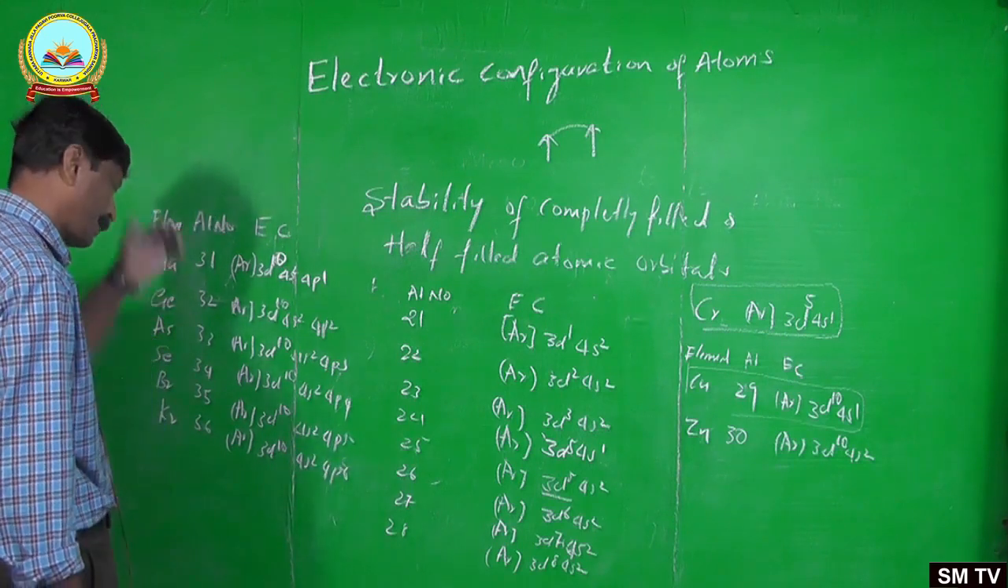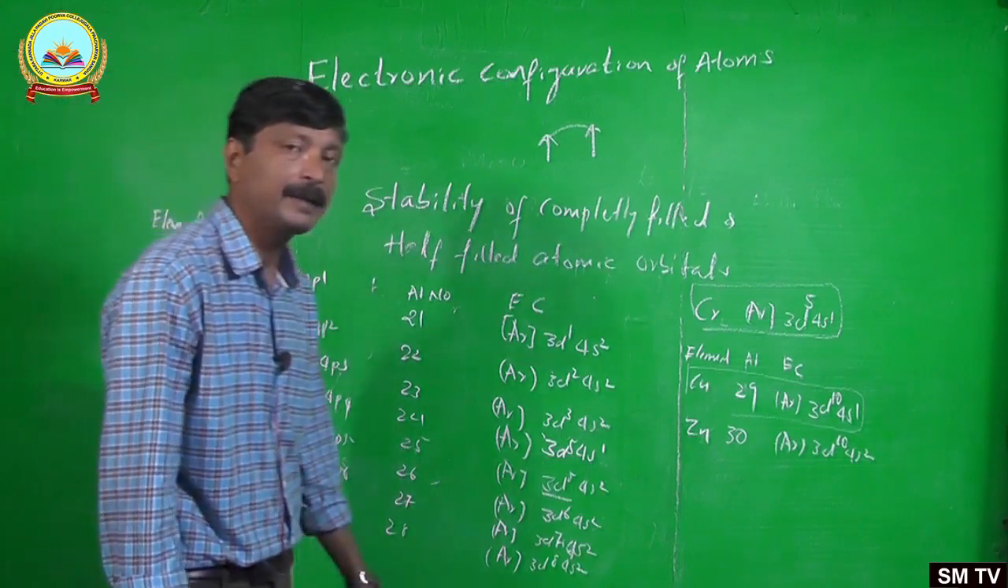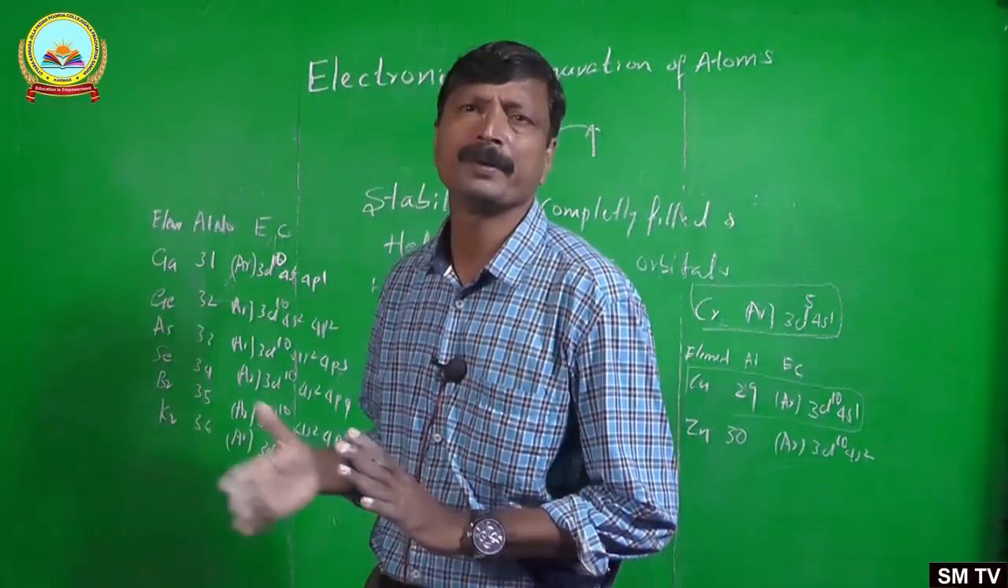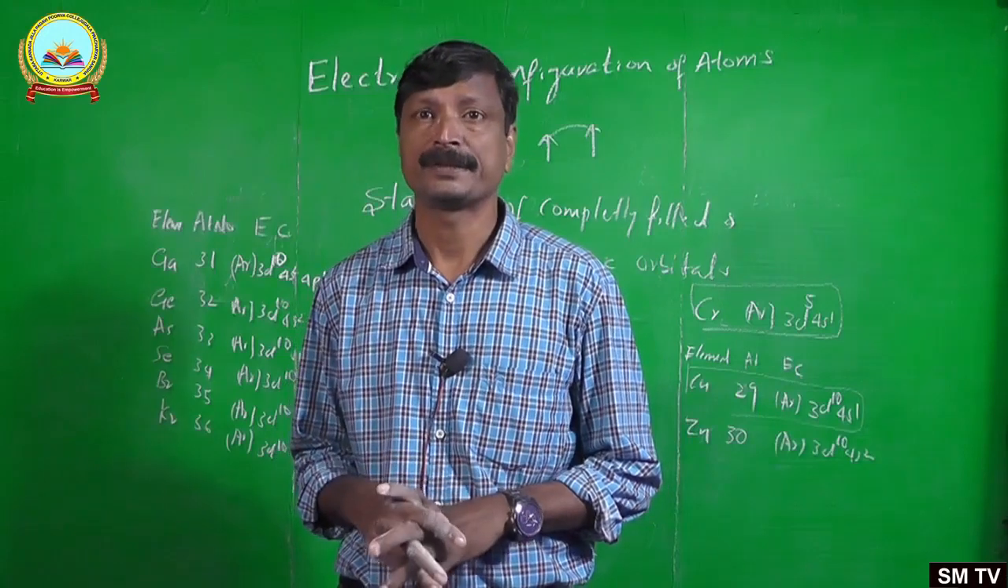So atomic number 36 is a noble gas. You can write the electronic configuration of the other elements also. At least you have to remember atomic numbers up to 36.